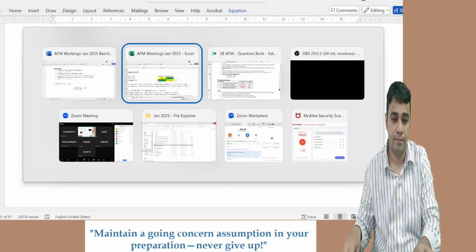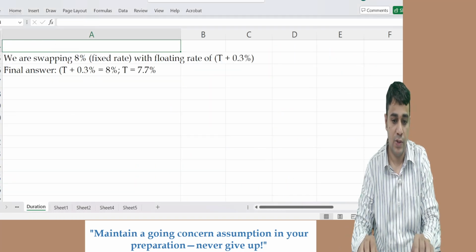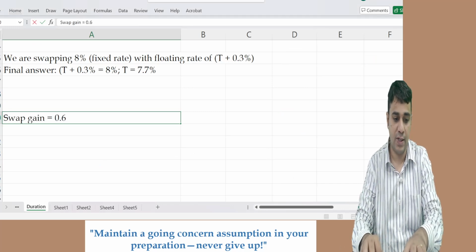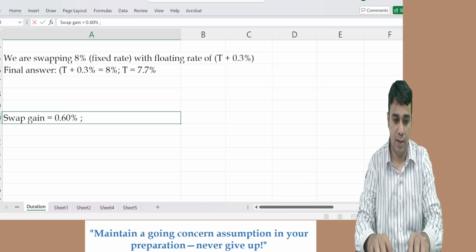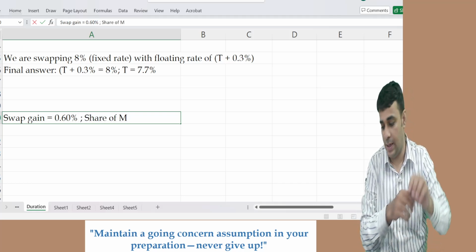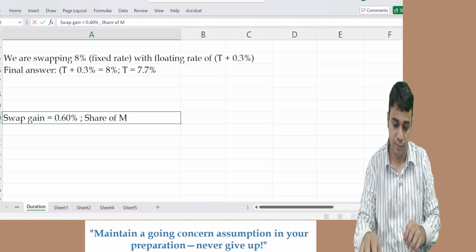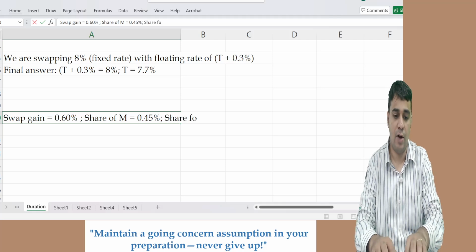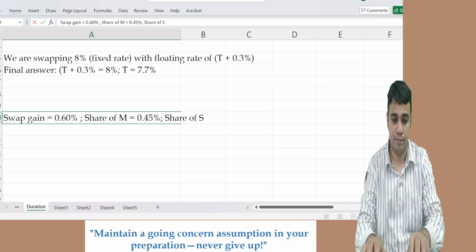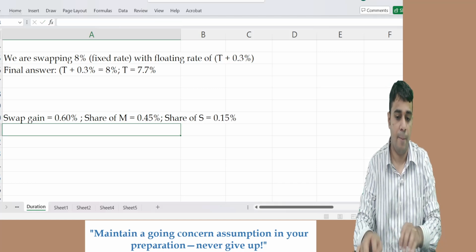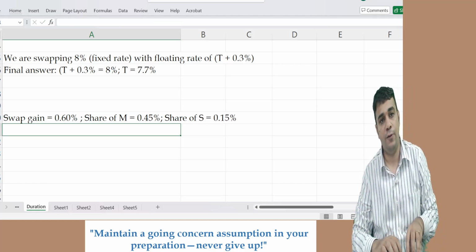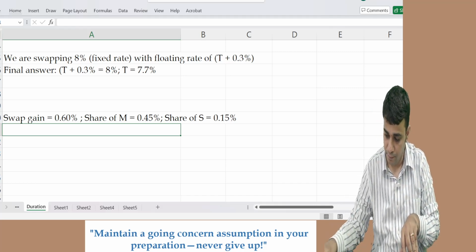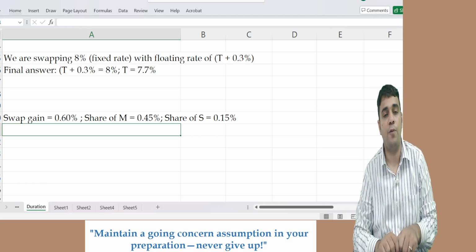Swap gain is 0.6. Share of M, how much M will get in this? 0.45. Share of S, 0.15. 0.45 and 0.15.